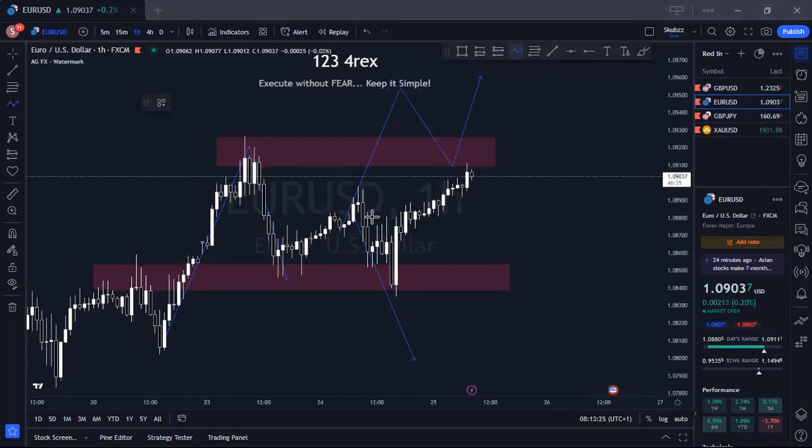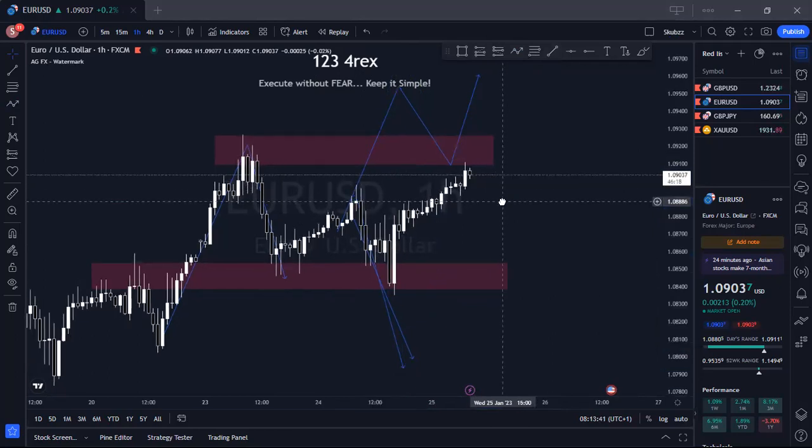Yesterday, we were looking at whether we can break, because price was coming below, whether we can break below and then have a retest, or break above. But we're still inside that range, so I'm not going to touch it. I don't like trading range, so I'm going to leave it alone.